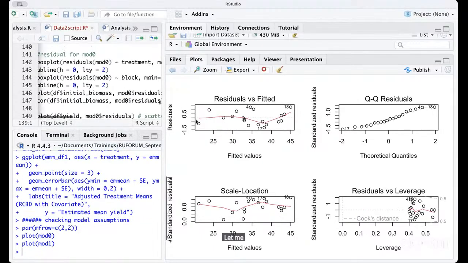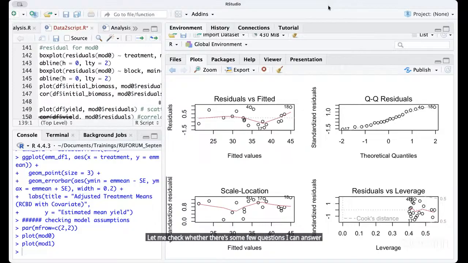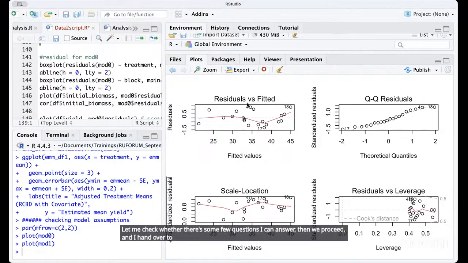Let me check whether there are some few questions I can answer, then we proceed and I hand over to my colleagues in the next few minutes.